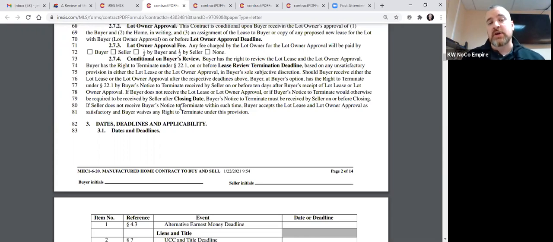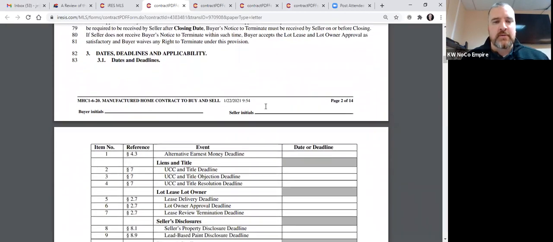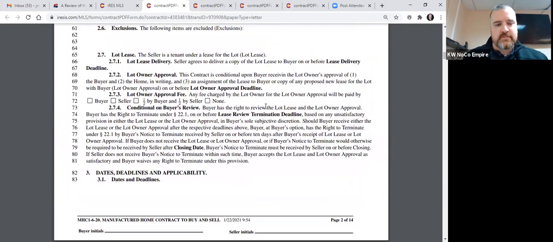Assuming those documents are delivered on time, if the seller doesn't receive the buyer's notice to terminate within whatever the specified deadlines are, then the buyer accepts that lot lease and they accept the lot owner approval as satisfactory, and they lose their right to terminate under this provision. Okay. So any questions so far?